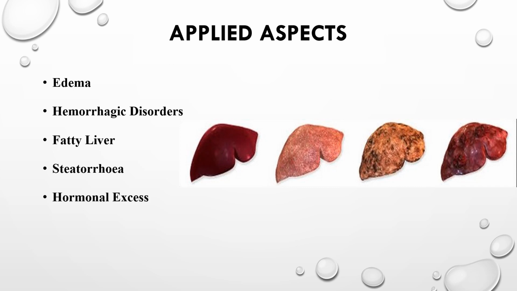Hormonal excess occurs as the inactivation of the hormones does not happen in the damaged liver. Deficiency symptoms can occur as the vitamins are stored here, vitamin A, B12, or fats are stored here. So the deficiency symptoms can occur.